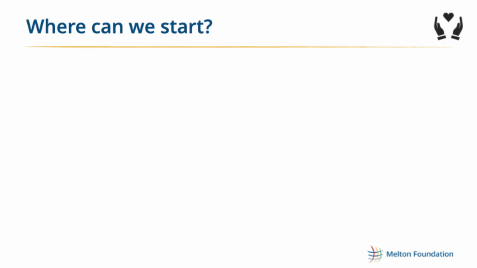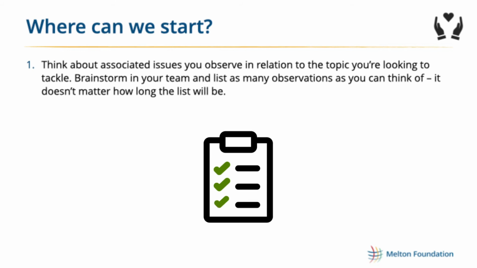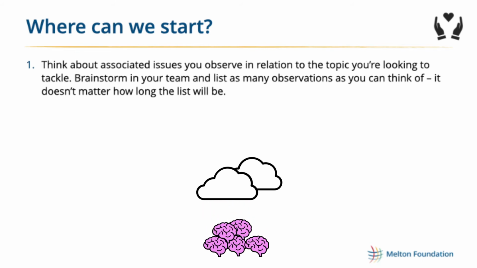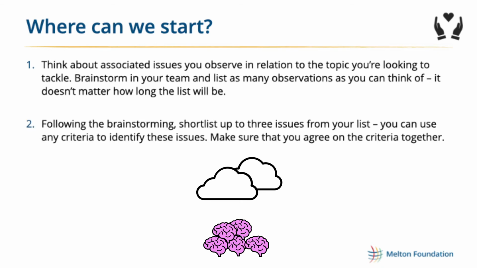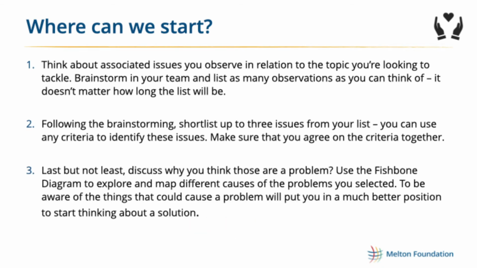Where can we start? Think about associated issues you observe in relation to the topic you are looking to tackle. Brainstorm in your team and list as many observations as you can think of. It doesn't matter how long the list will be. Following the brainstorming, shortlist up to 3 issues from your list. You can use any criteria to identify these issues. Make sure that you agree on the criteria together. Last but not least, discuss why you think those are a problem.